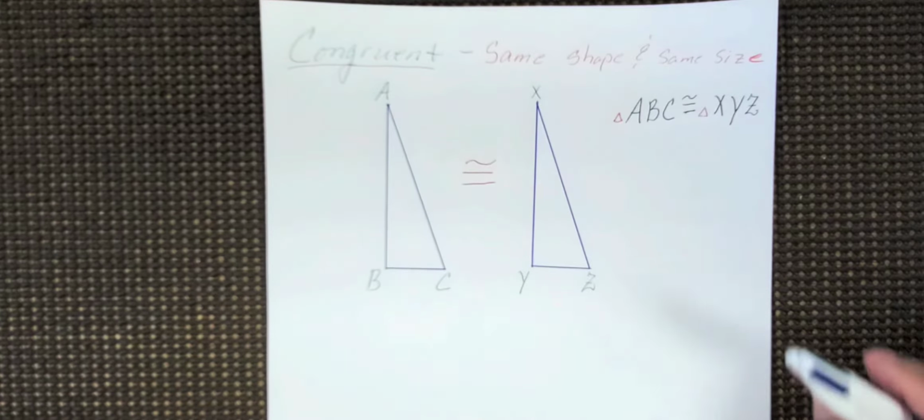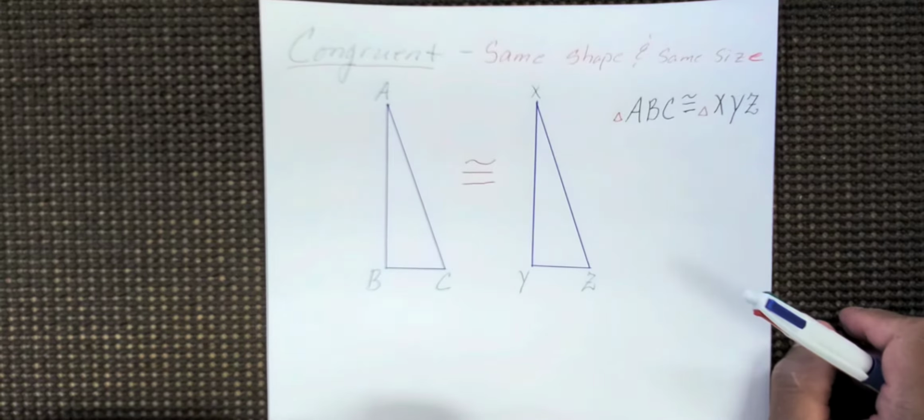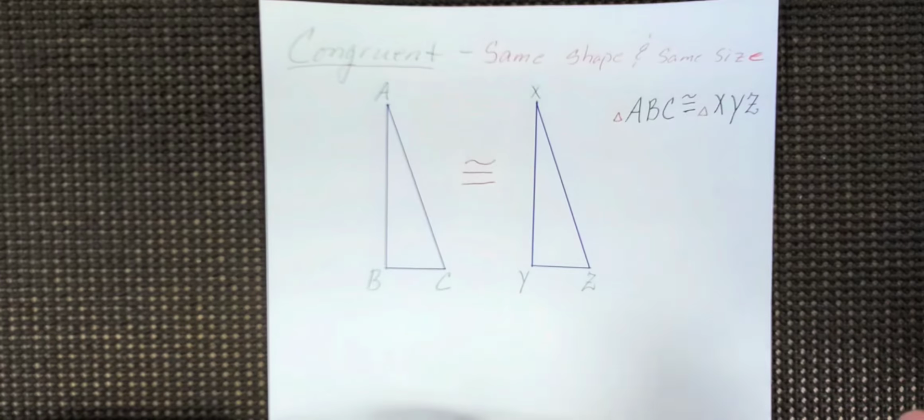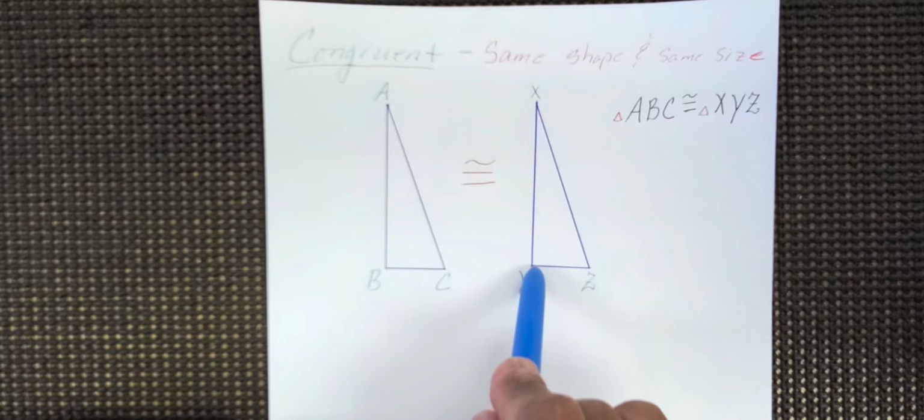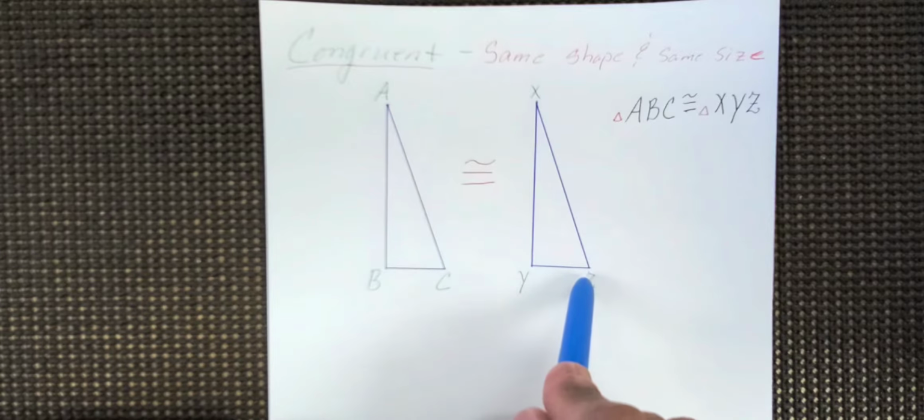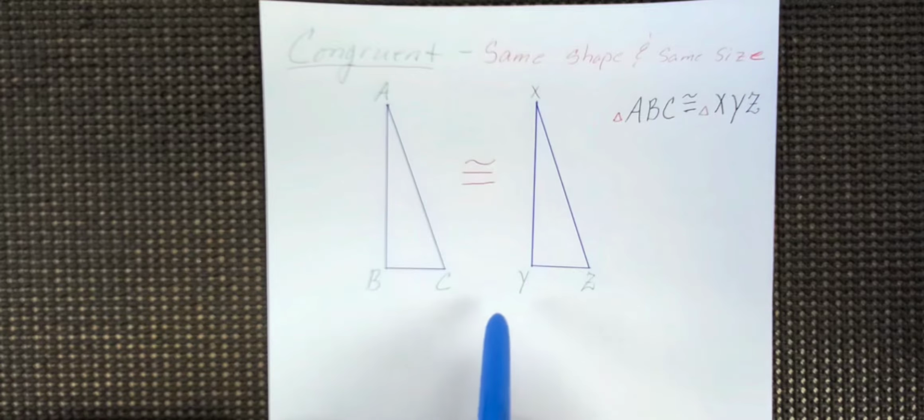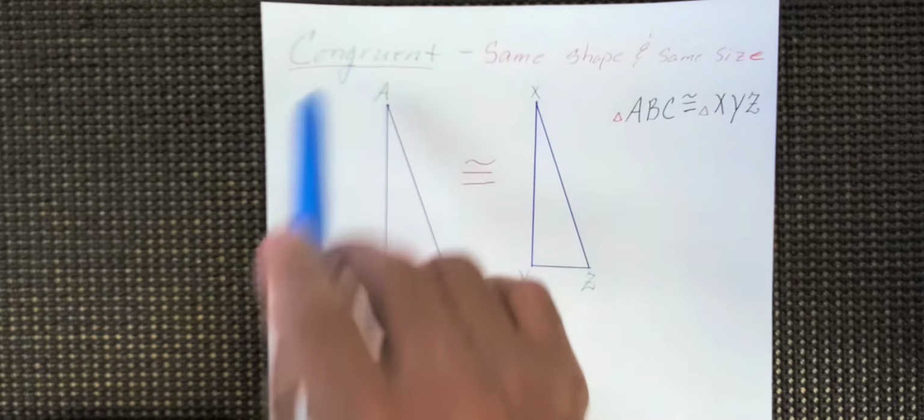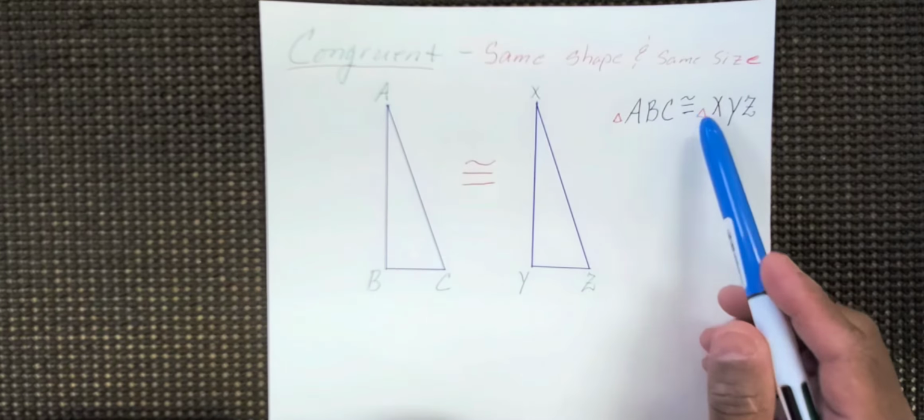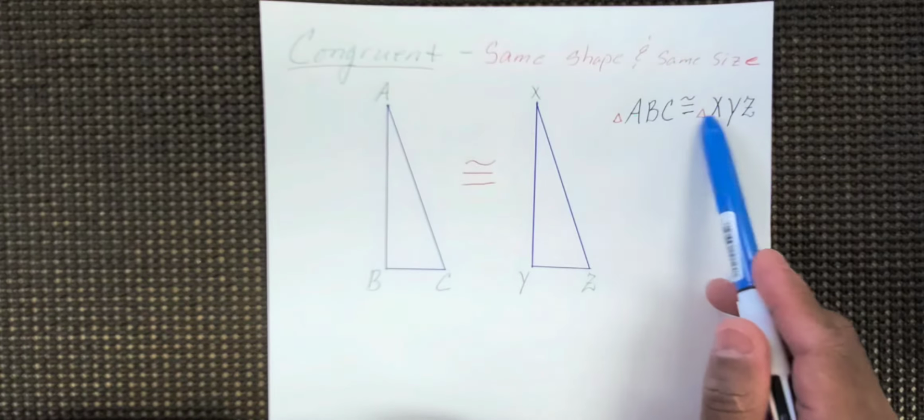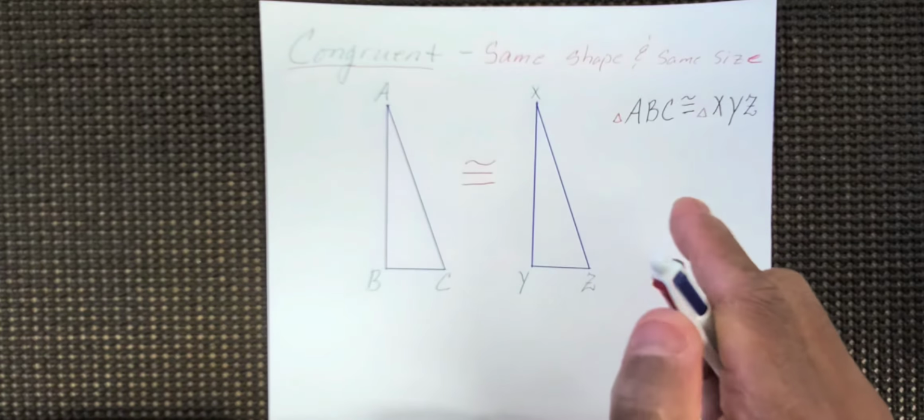Now, why is this important? First, I want to start off talking about corresponding angles. When we say corresponding, what we mean is they are in the exact same position. Angle A is in the same position as angle X, angle B is in the same position as angle Y, and angle C is in the same position as angle Z. Again, I'm talking about corresponding, not congruent. Corresponding means they're in the same position. But when we say congruent, not only will these angles be corresponding, they will also be the same measurement.